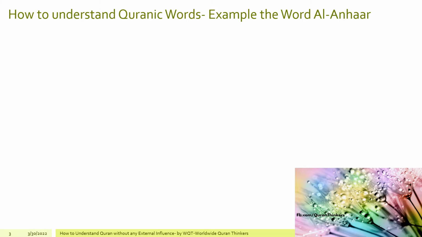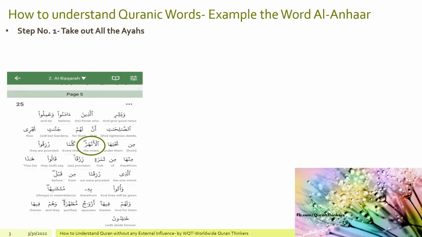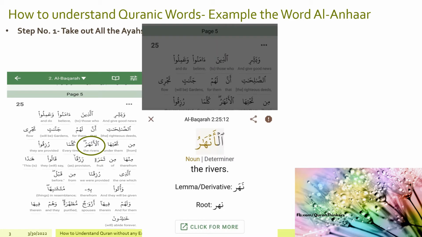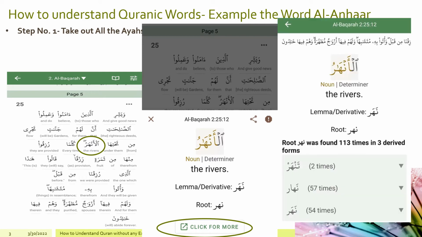The first example that we have picked is the word anhar. Again, step 1 is the same, which is to take out all the ayahs. For this purpose, we are using the smartphone app, Quran Al-Tafsir. So for instance, if we want to search for the word anhar, it is used in ayah 225. So click on this word and then click for more.